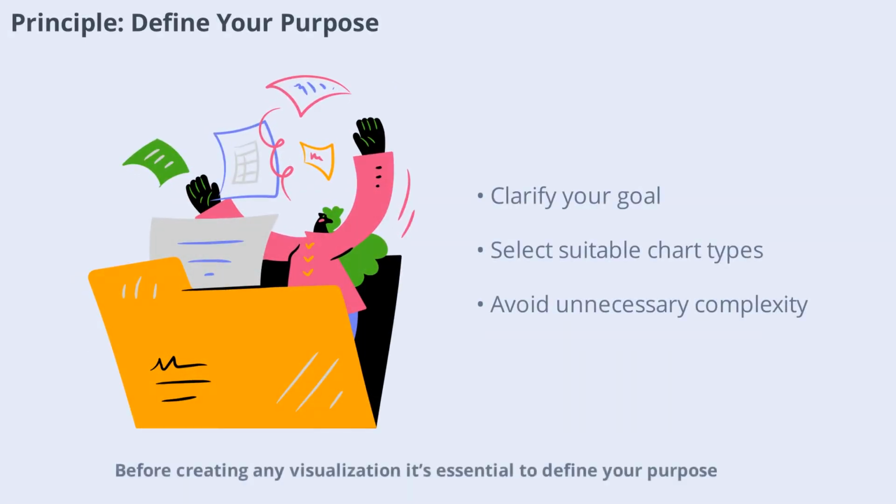For creating any visualization, it's essential to define your purpose. Are you trying to compare values, show trends over time, or highlight relationships between variables? Having a clear goal helps you select the most effective visual representation. For instance, line charts are great for trends, while pie charts work for showing proportions. By starting with a purpose, you avoid unnecessary complexity and keep your message focused.